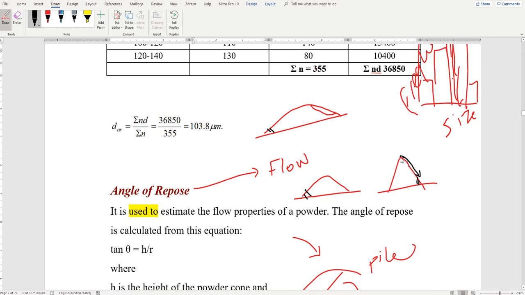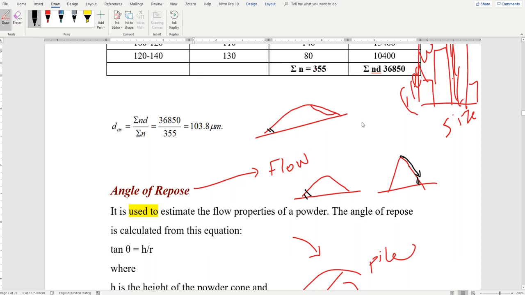It means if the particle has a lot of resistance to flow, it will stay at the top and the angle will be high. But if there is no resistance to flow and it can flow easily from the top to bottom, then you have a small angle and you will have better flow. Because you have better flow, you have a small angle.